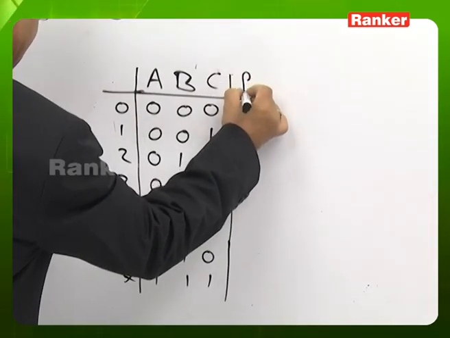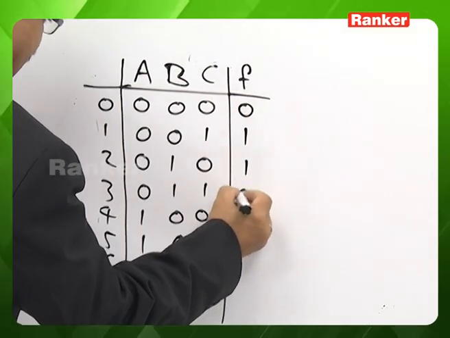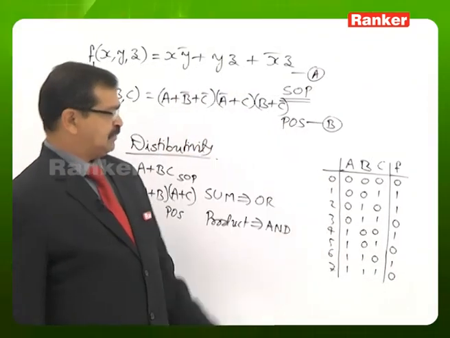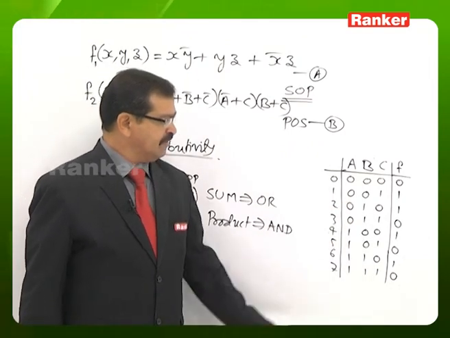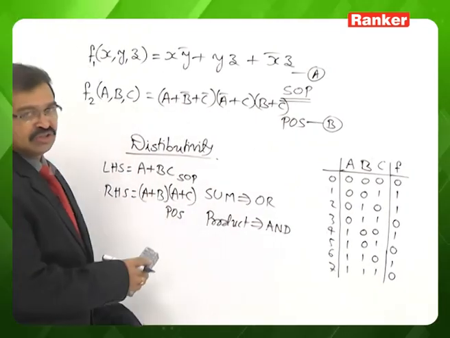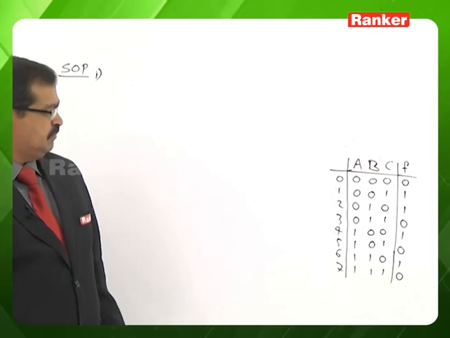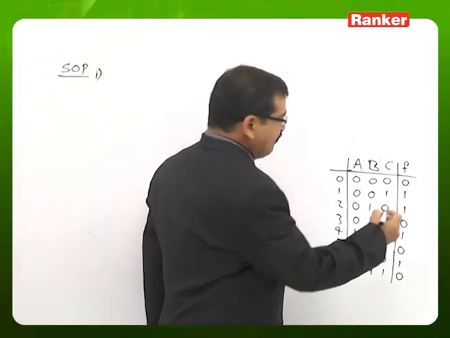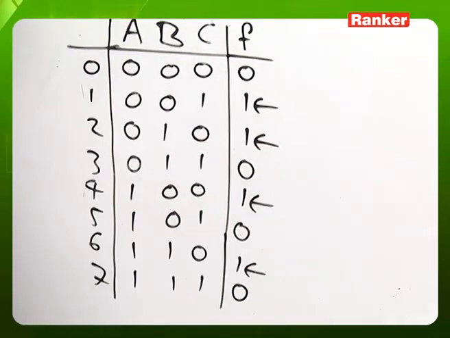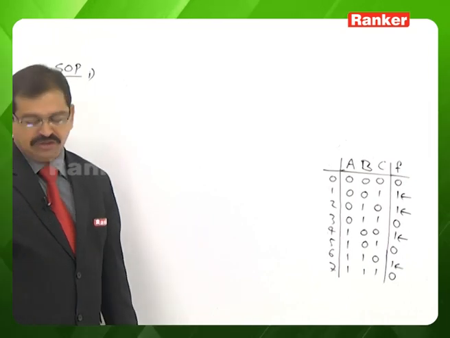Suppose we have a function f which is defined in the truth table like this. Now let us see how to write the SOP expression as well as the POS expression for this function f which is defined in the truth table. Let us try first for the SOP expression. To write the SOP expression of the given function from a truth table, we refer only to those combinations of the truth table where the function output is 1.